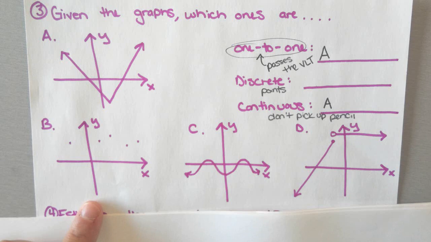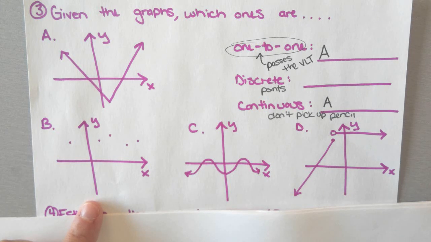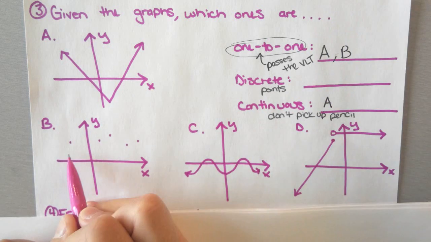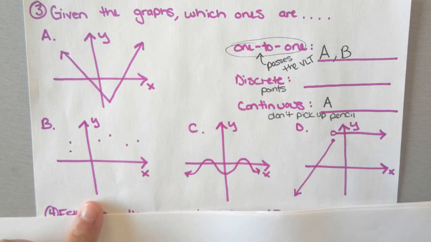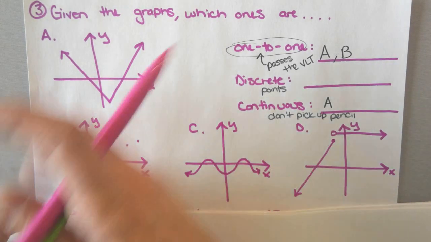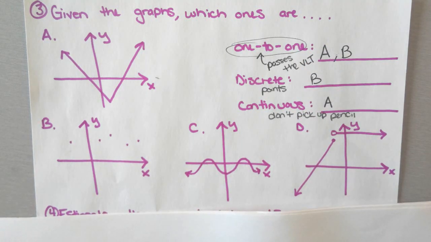Who wants to talk me through graph B? Same question. Okay, I'm going to pick on you because I know yours is right. Is it 1 to 1? Yes, because there's no double up. It wouldn't be 1 to 1 if there was another point right below one of them. So is it 1 to 1? It sure is, because if I drew vertical lines, they would only hit 1 point each time. Is it discrete? Is it continuous? Perfect. All right, graph C.